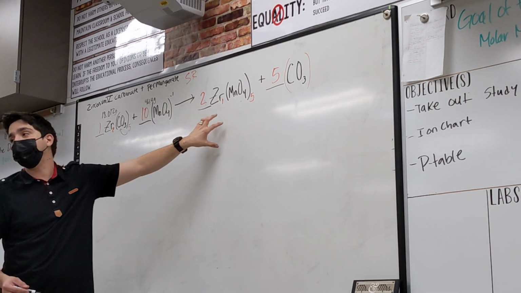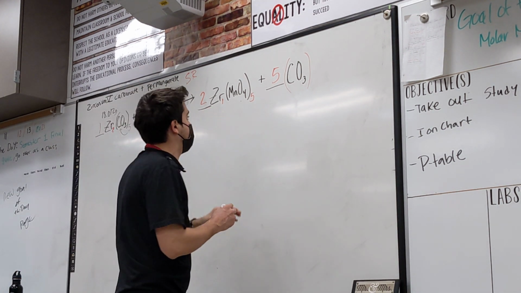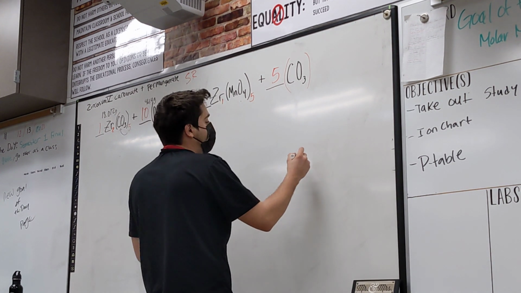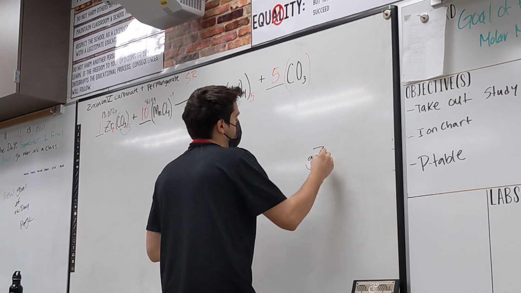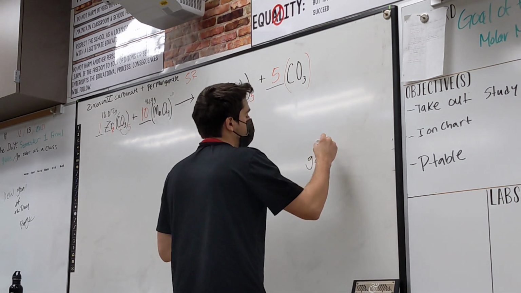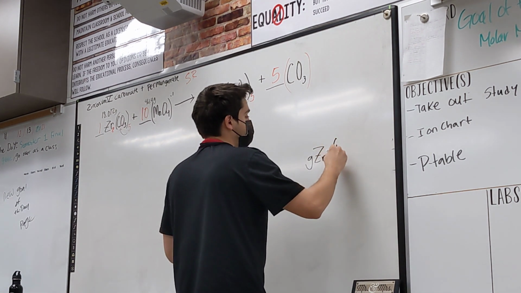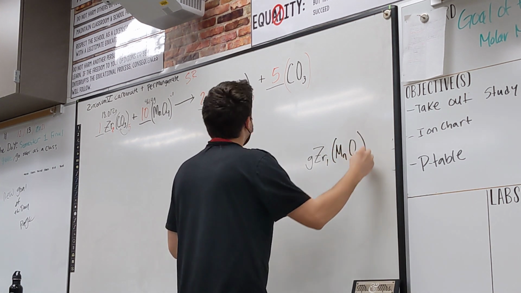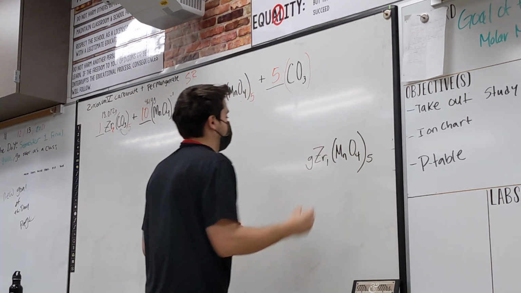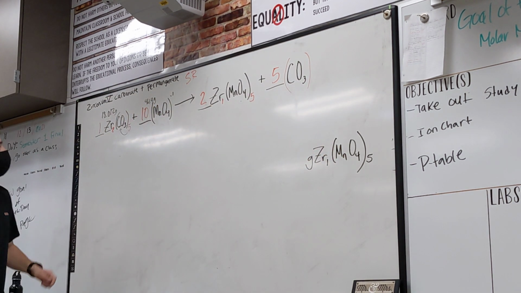All right, so this is what we're going to end up making. So our answer is going to be in grams of zirconium. So we got MnO4, and then we got 5 right here. Okay, so that's what our answer is going to be in.